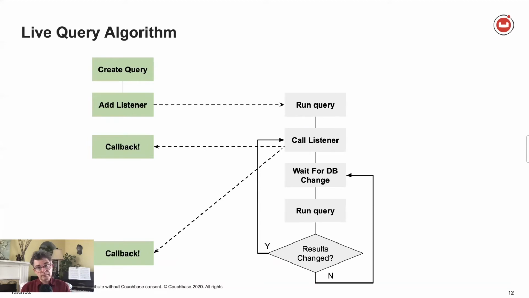And from then on, this task on the background thread waits for the database to change. And anything that causes the database to change, any update to a document, will wake this up and it will run the query again. And then it will compare the new results it got to the last results that it got. And if they're different, it calls your listener again. And then it goes back and waits again for another change.